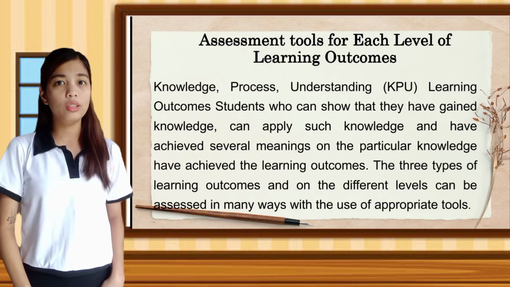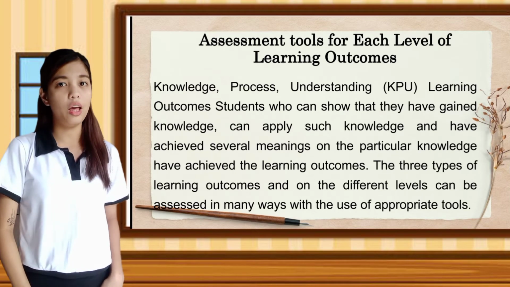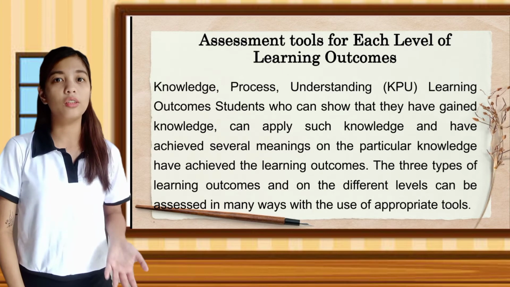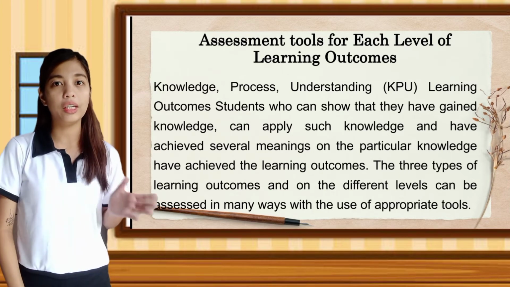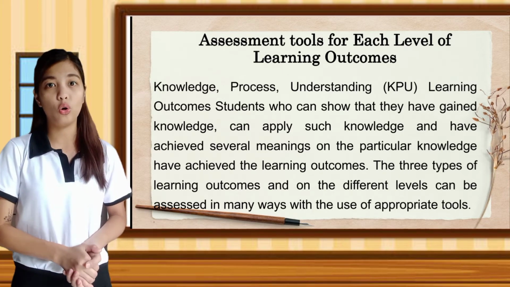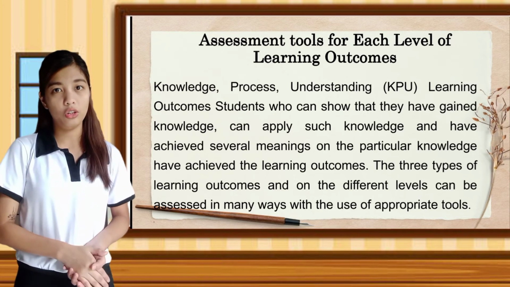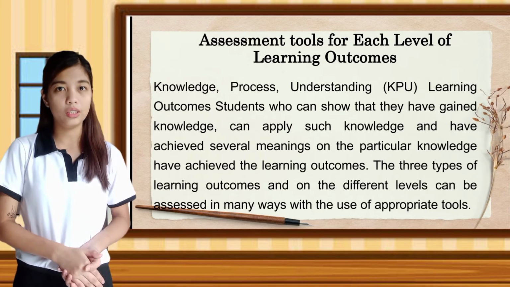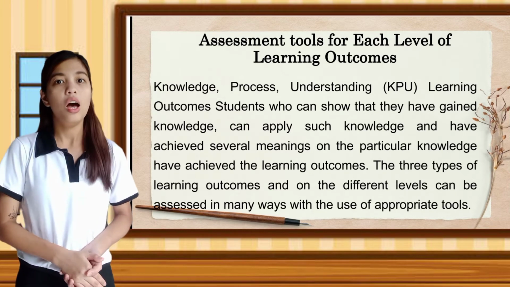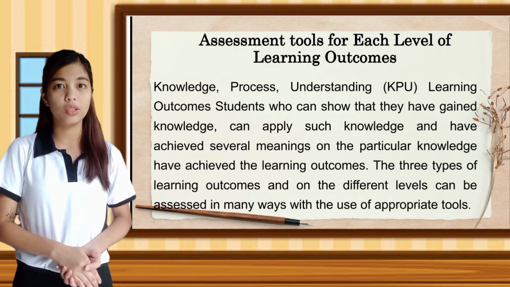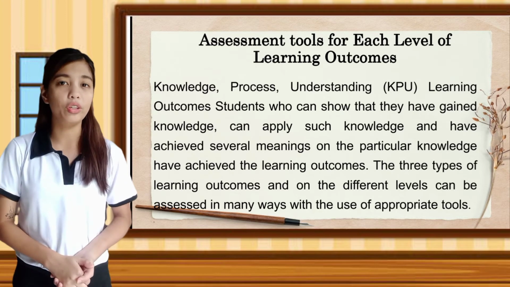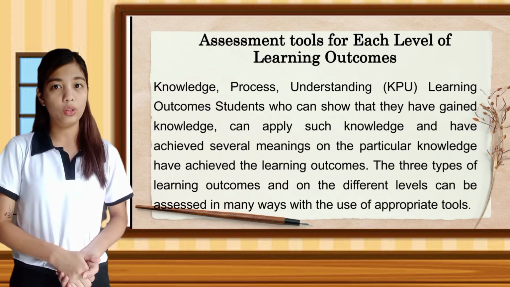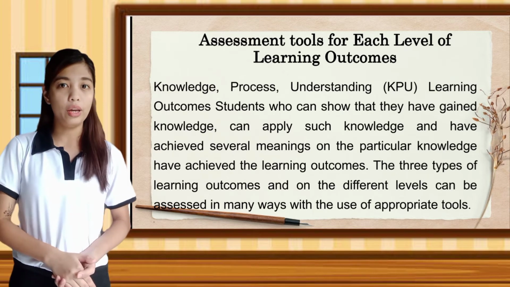Now, let us know the different assessment tools for each level of learning outcomes. Knowledge, Process, Understanding, or KPU learning outcomes: students who can show that they have gained knowledge, can apply such knowledge, and have achieved several meanings on the particular knowledge, have achieved the learning outcomes. The three types of learning outcomes and on the different levels can be assessed in many ways with the use of appropriate tools.